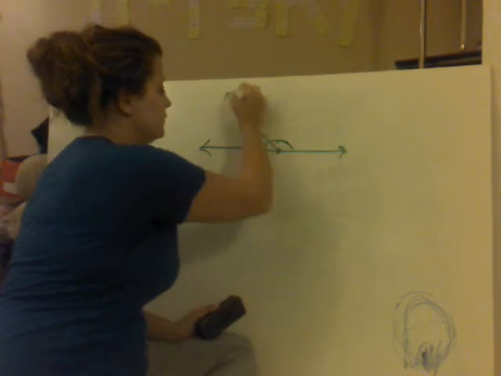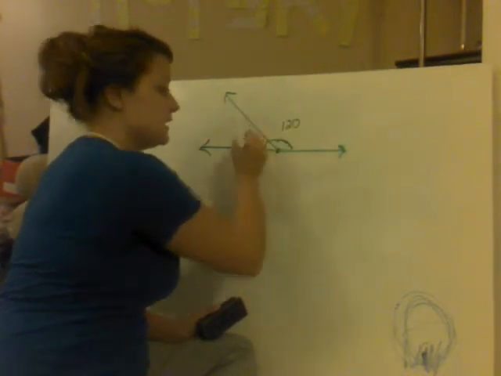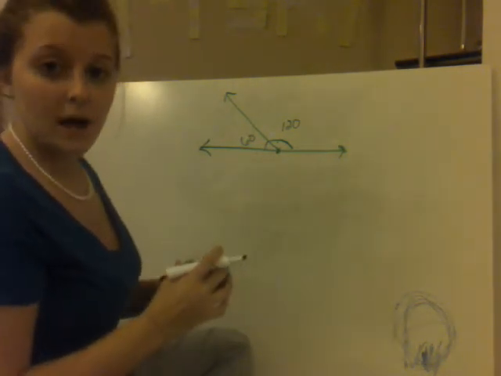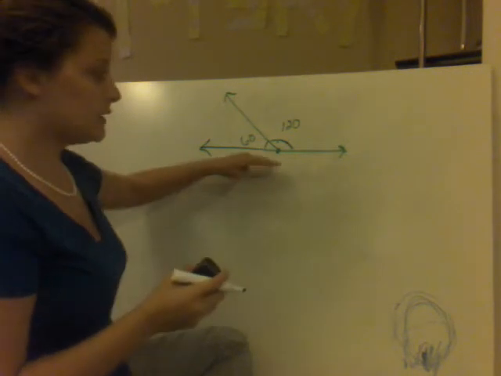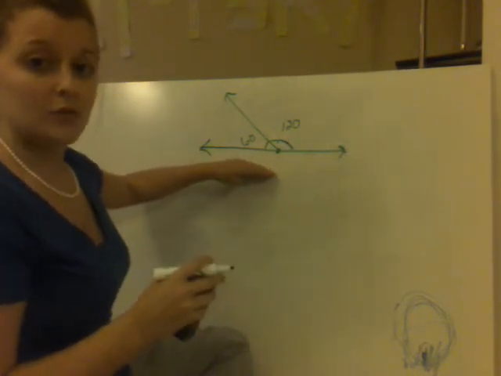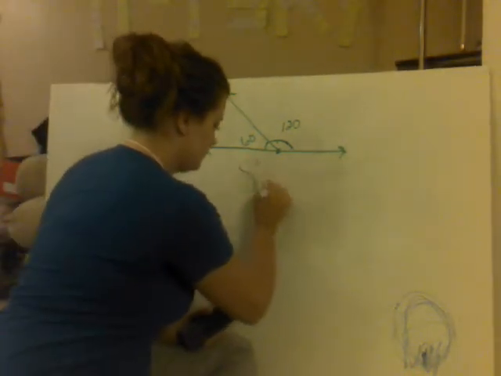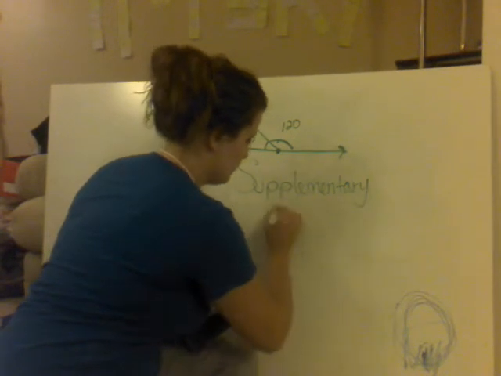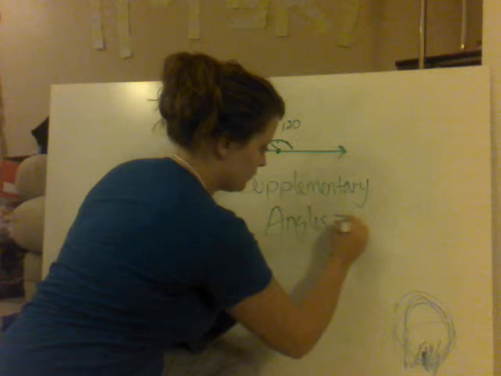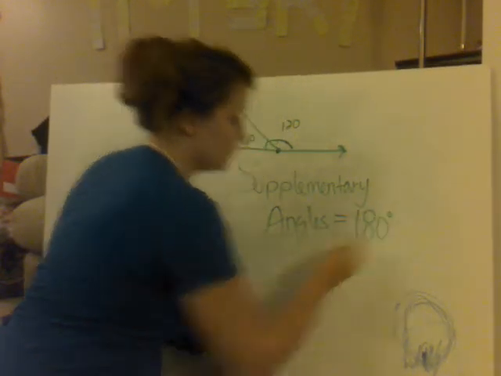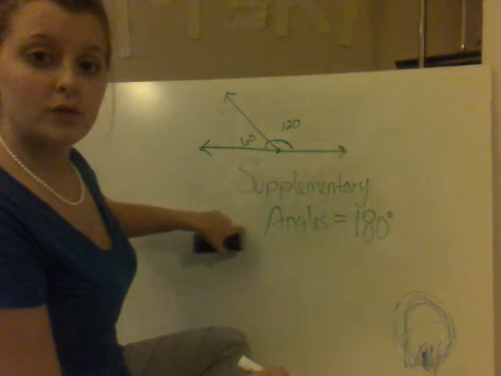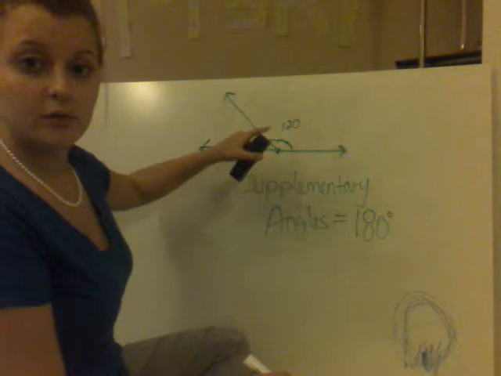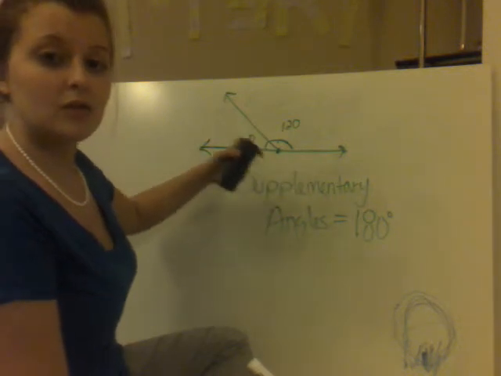I could have 120 and 60. It does not matter. It matters that only they equal 180 degrees combined. So both together, they're going to be on the same line here. They're supplementary. So supplementary angles equal 180 degrees. Any total of the two angles is still going to be 180 degrees, so it's going to make it supplementary.